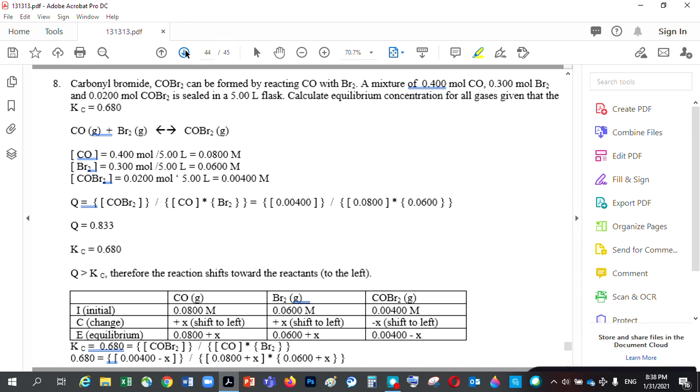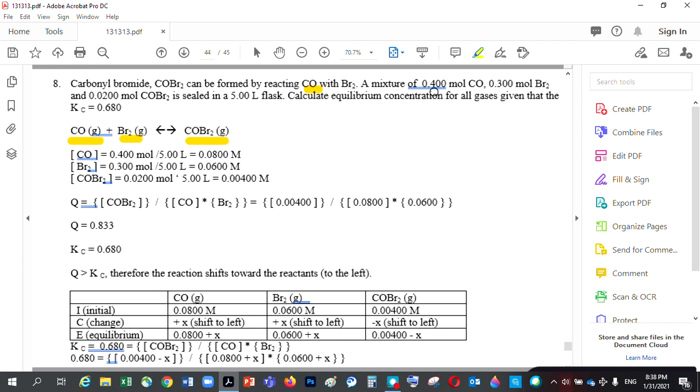But for homework or worksheets at home, you can use the quadratic equation at your convenience. But let's look at this. Carbonyl bromide, this one here, is a product. It can be found by reaction of carbon monoxide, that's the reactant, with bromine gas.